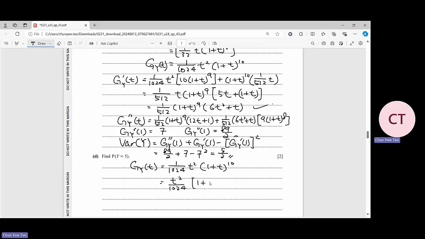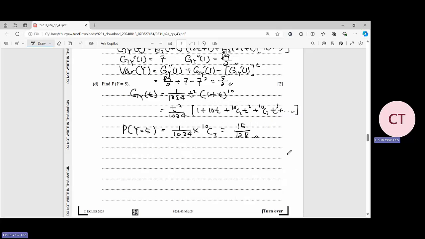So you have 1 plus the 10C1 t, 10C2 t squared, plus the 10C3 t cube, and so on. I just need to show until t cube, because over here, multiply this, I will get t to the power of 5. Therefore, I can find the probability already. So the probability for Y equal to 5 is actually 1 over 1024 multiplied by 10C3. So we just need to use a calculator, 10C3 divided by 1024. So it will be 15 over 128. I will leave them in the fraction form. That will be better. So this will be the answer for part D.